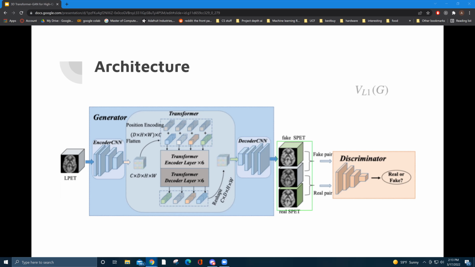And then there is a loss generated from detecting whether these fake SPET and an input sample are fake or true pairs. And that's done by a discriminator. So together, this network will have the total loss computed by this equation down here.